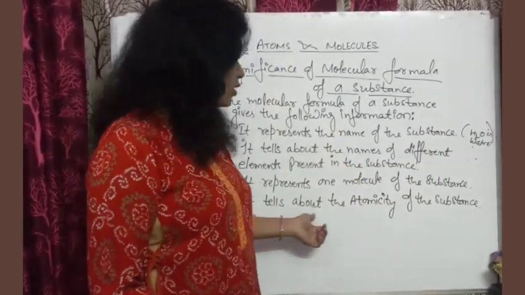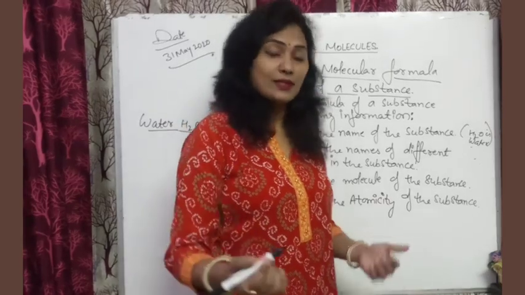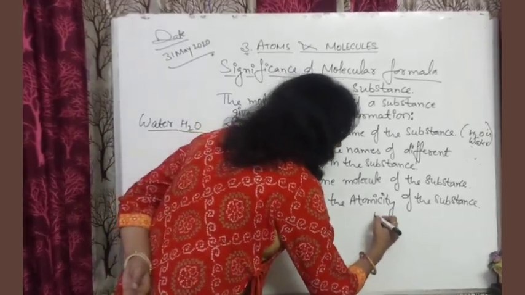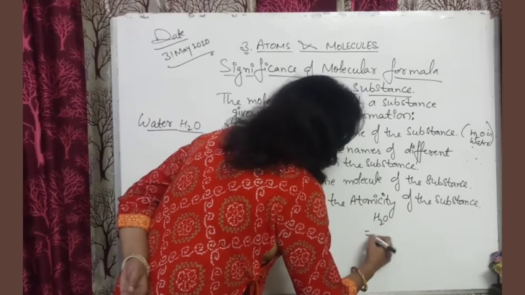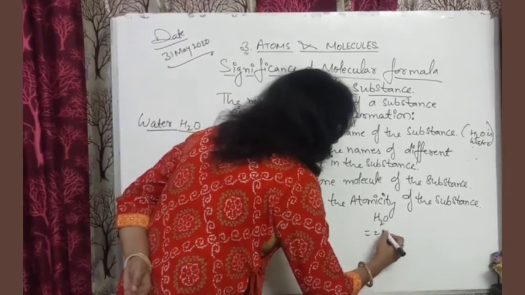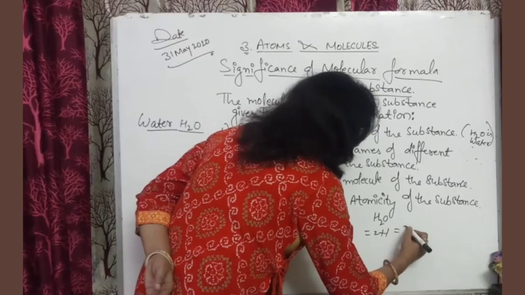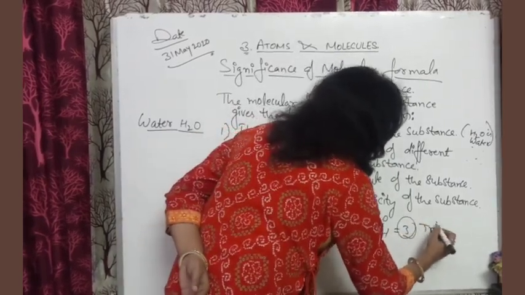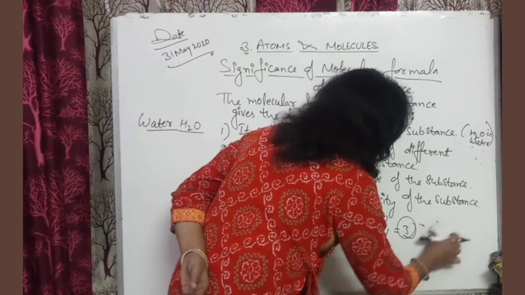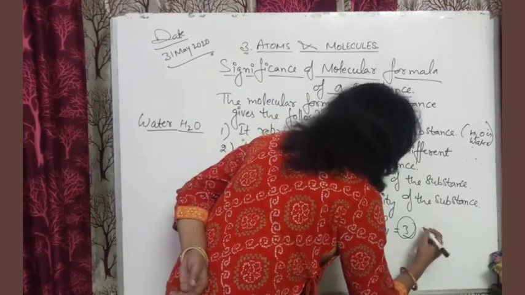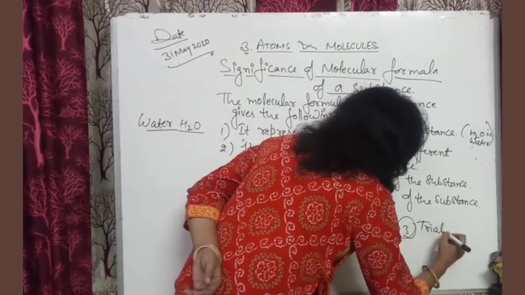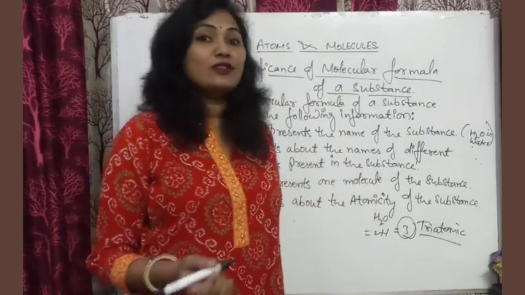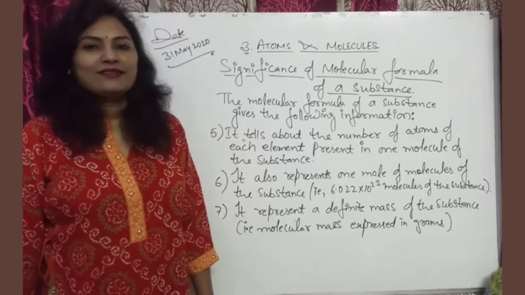Next, it tells about the atomicity of the substance, which I have discussed already. Atomicity of water, H2O: we can find the atomicity, 2 plus 1, so 3. Atomicity is 3. It means it is triatomic. So it tells about the atomicity of the substance.